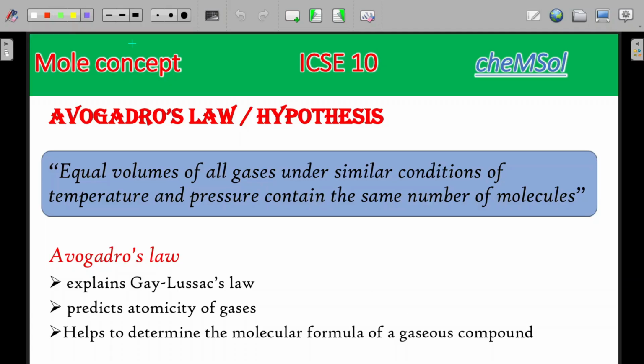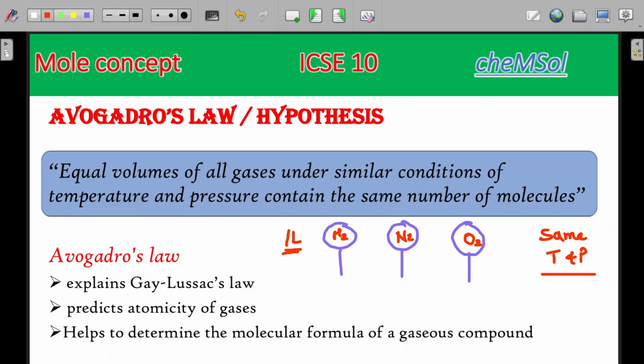This is very simple. I gave this example many times. Imagine you have three different balloons, and all of them you have filled with some gas. All of them have the same volume, that is 1 liter. Say in the first one I have hydrogen gas. In the second one I have nitrogen gas. In the third one I have oxygen gas. And all the three balloons are at the same temperature and pressure.